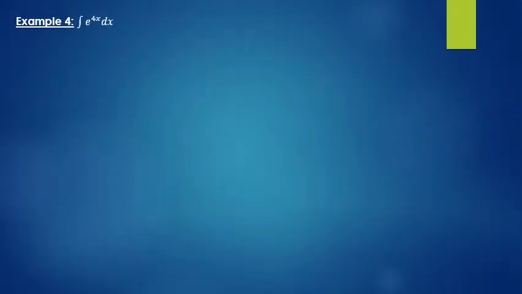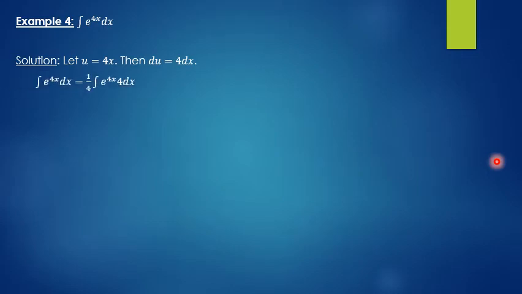So let's say we have e to the power 4x dx. Of course, the u here is the exponent of e. The derivative of 4x, of course, is 4 dx. We already have dx here, but we don't have 4, so we will multiply 4 and 1/4. So we will rewrite the integral as 1/4 integral of e to the 4x times 4 dx. So 4x has been substituted to become u, and 4 dx has now become du.